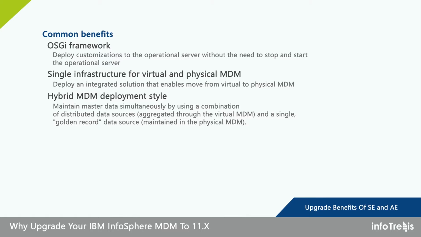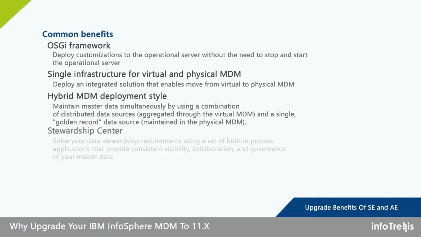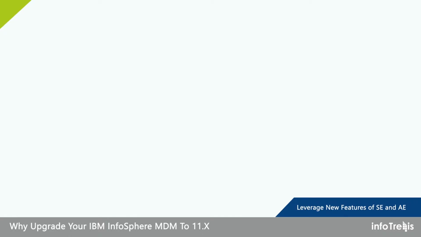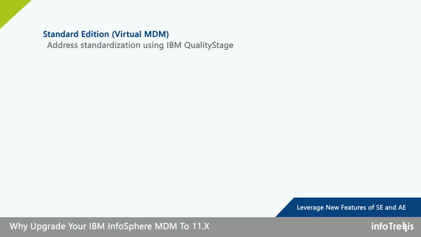With Advanced Edition, IBM has also introduced Data Stewardship Center, which helps customers to achieve consistent visibility and collaboration, which enables customers to govern their master data professionally. This capability is enabled through a set of built-in process applications. New features of Standard and Advanced Editions include: number 1, IBM Quality Stage, which allows customer address data to be standardized before being loaded into MDM, has been integrated with virtual MDM, that is Standard Edition.